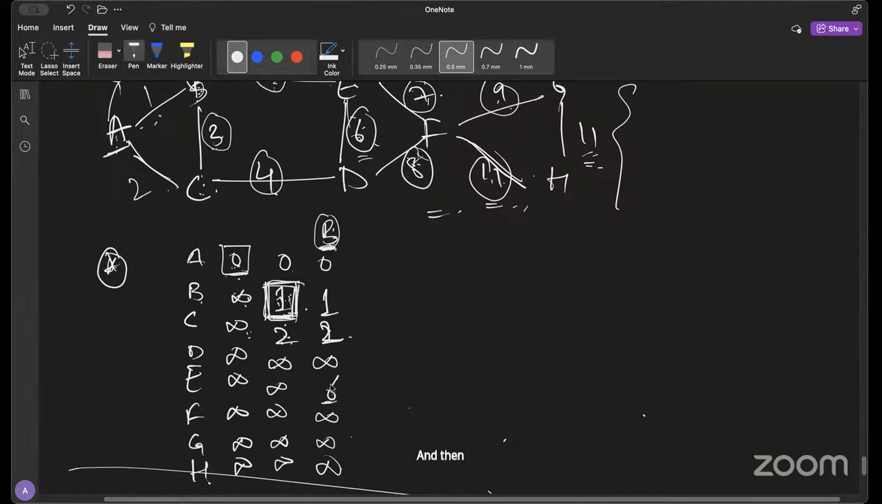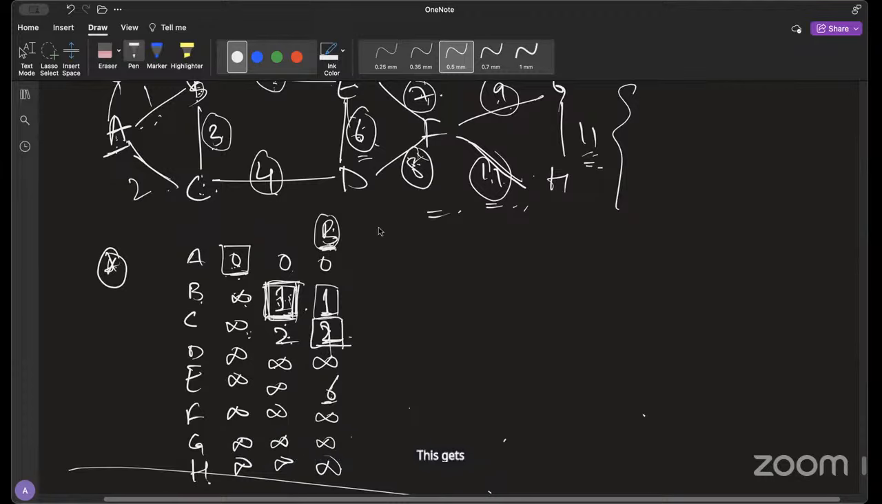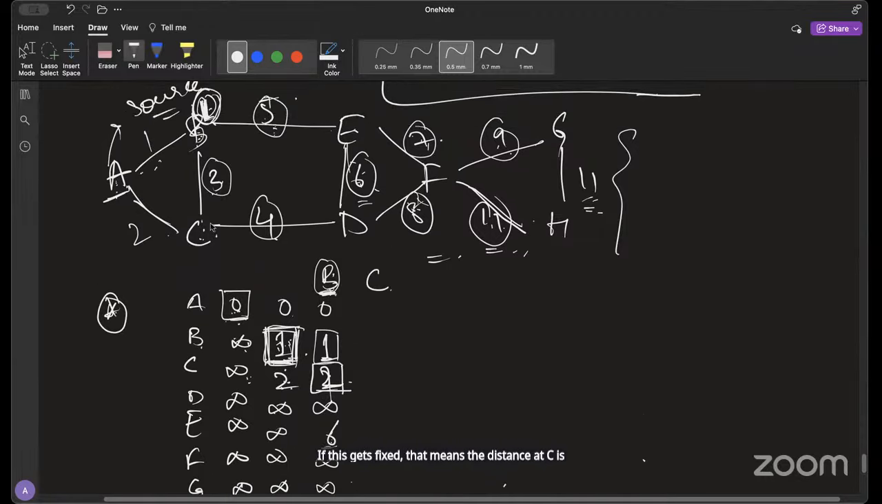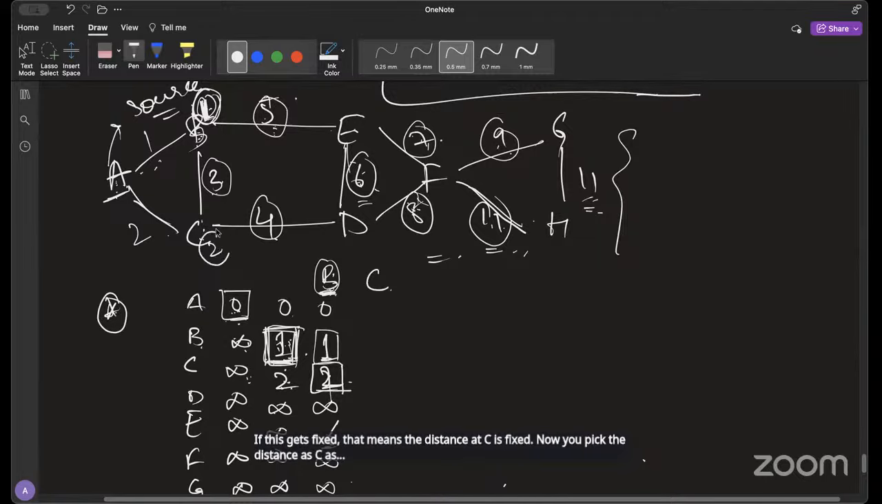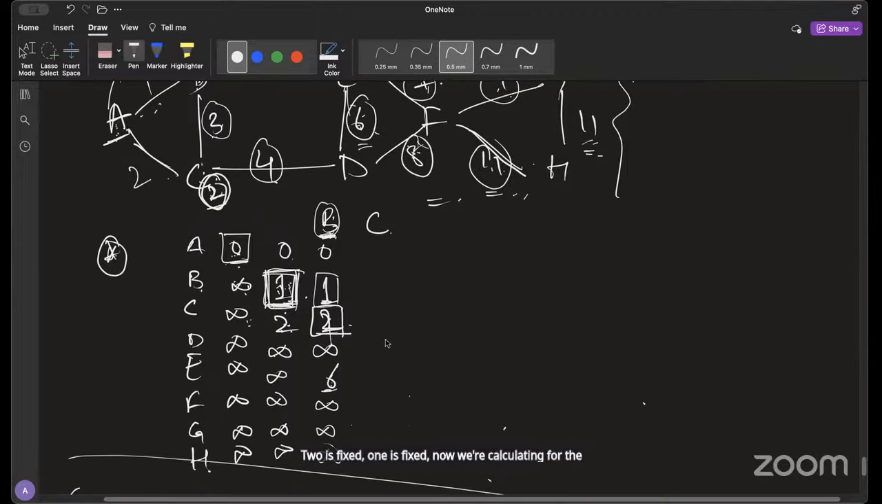And then you see the minimum distance from here. This minimum distance is already fixed, so you don't consider this. You consider the remaining ones. If the minimum here gets fixed, that means the distance at C is fixed. Now you fix the distance at C as 2. So the shortest distance of C from A is 2. 2 is fixed, 1 is fixed. Now we're calculating for the other vertices.